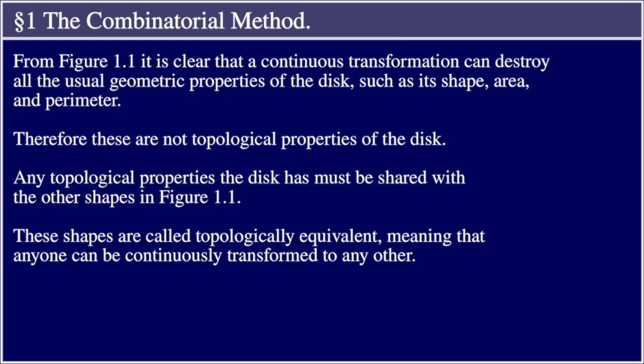From Figure 1.1, it is clear that a continuous transformation can destroy all the usual geometric properties of the disk, such as its shape, area, and perimeter. Therefore, these are not topological properties of the disk. Any topological properties the disk has must be shared with the other shapes in Figure 1.1. These shapes are called topologically equivalent, meaning that any one of them can be continuously transformed into any other.